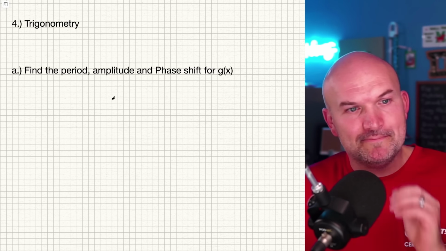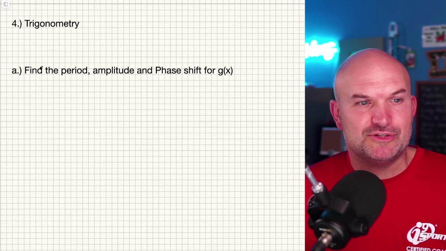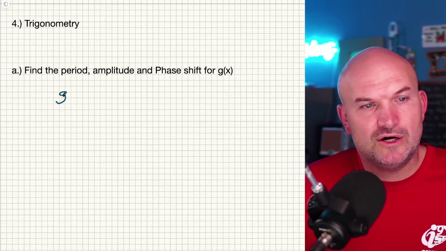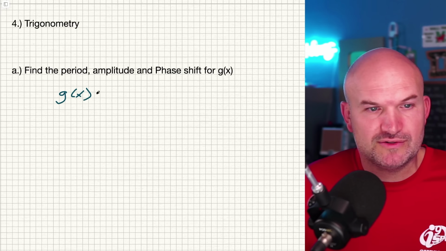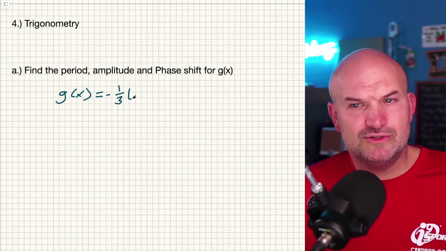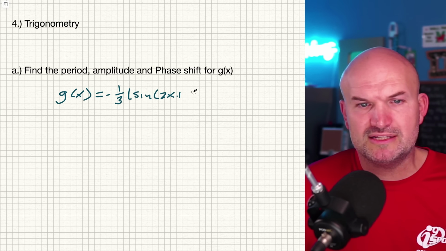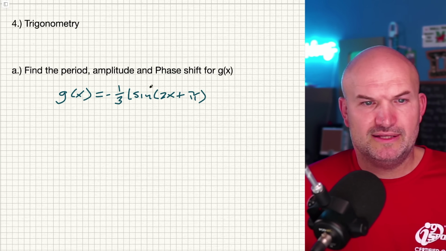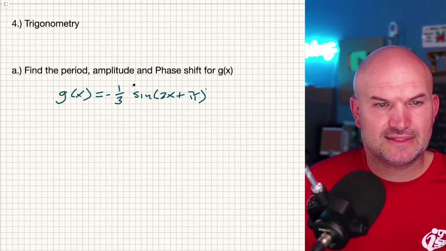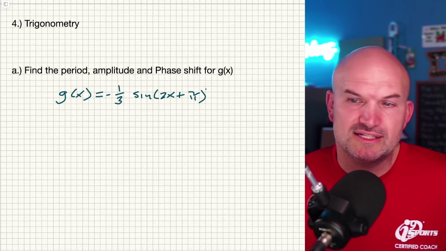But this is the last topic we're going to cover on this one. So I have trigonometry. Find the period, amplitude, and phase shift for g of x. So let's give a g of x that's going to have all three of those. So let's do a negative 1/3 sine of 2x plus pi. Okay, so negative 1/3 sine of 2x plus pi.